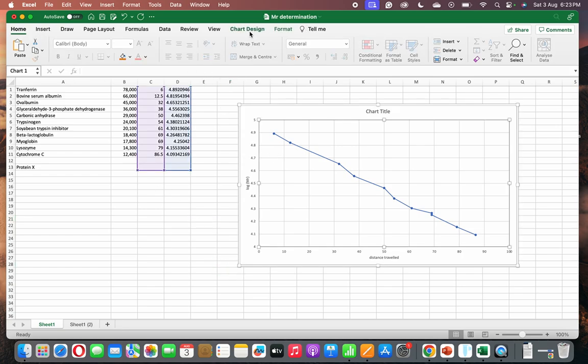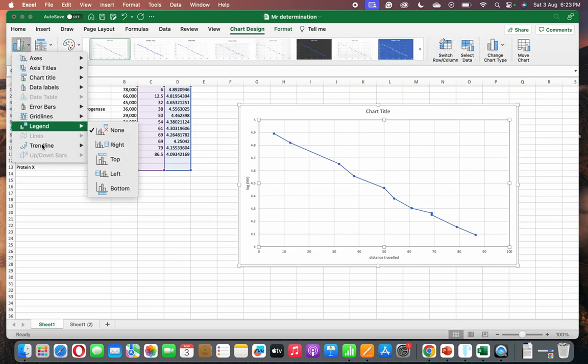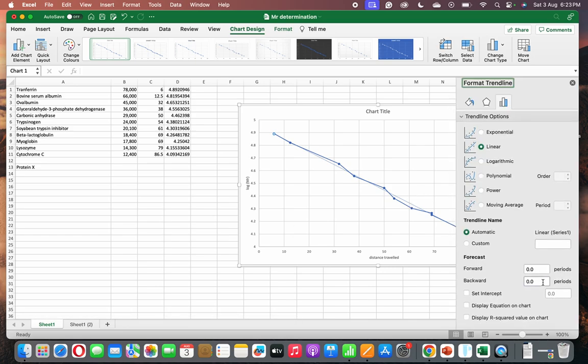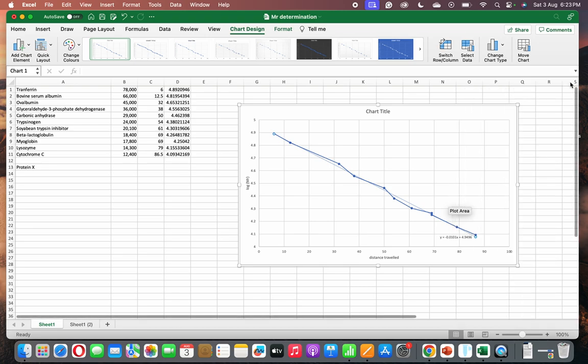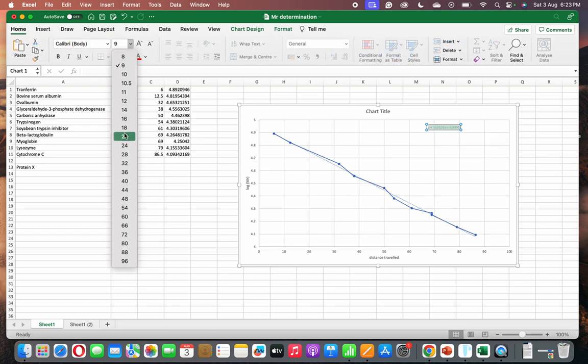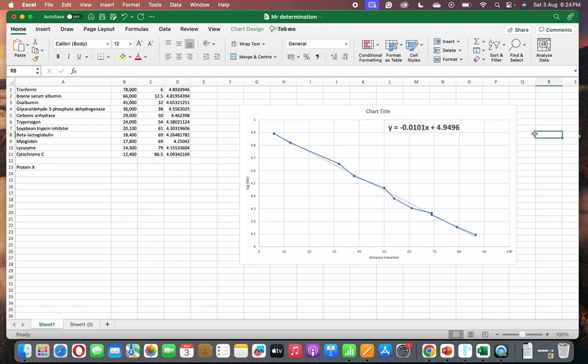Now what we can do is find the equation of this trend line. Okay, so what I've done is calculated the equation of the line passing through these points. Okay, and we can use this to calculate the molecular mass of any new protein that we are running on the same gel.